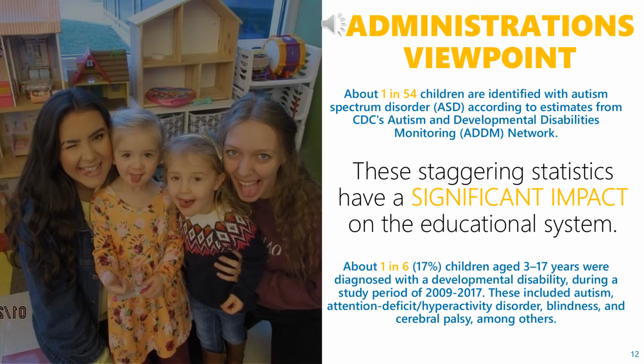As an administrator, you must look at statistics that have a significant impact on your school. For example, approximately 1 in 54 children have a version of autism. In addition, 1 in 6 children have a type of developmental disability. You want to look for those interventions that are going to reach all of your students and help everyone succeed.